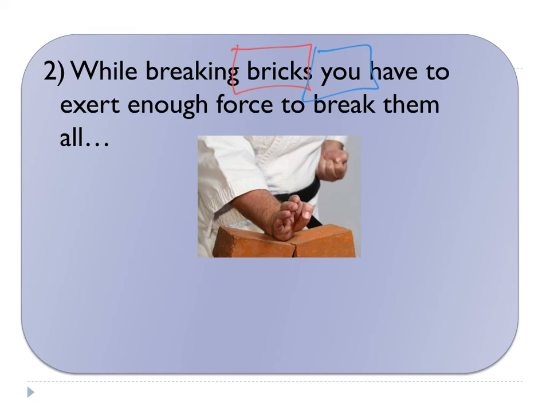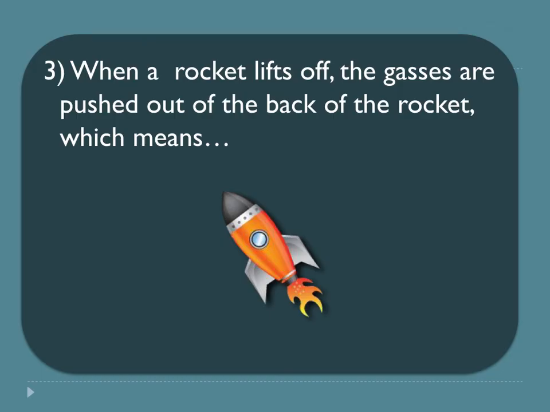Finally, when a rocket lifts off, the gases are pushed out of the back of the rocket, which means that the rocket pushes the gases down. So the rocket pushes the gases down and the gases push the rocket up. There's our force pair. All right, that covers it, and we'll talk later.